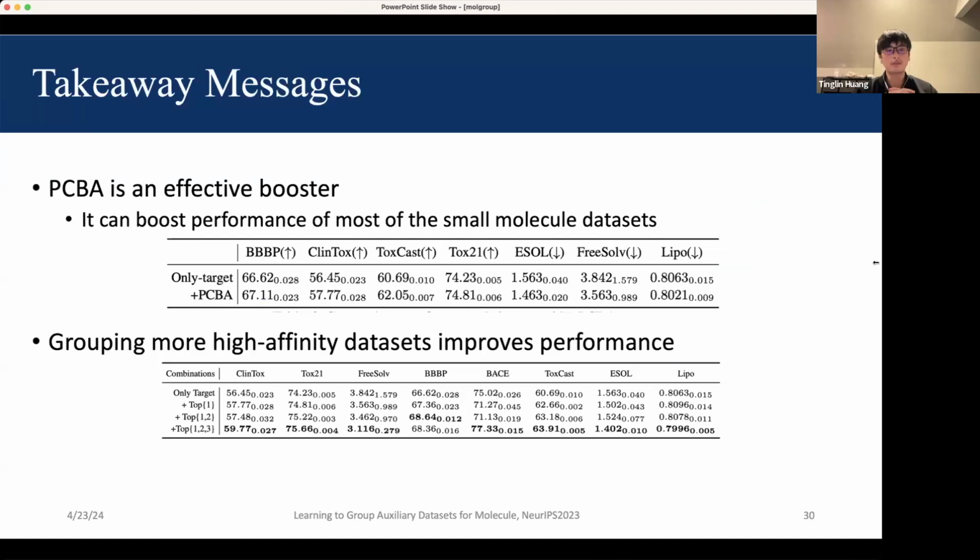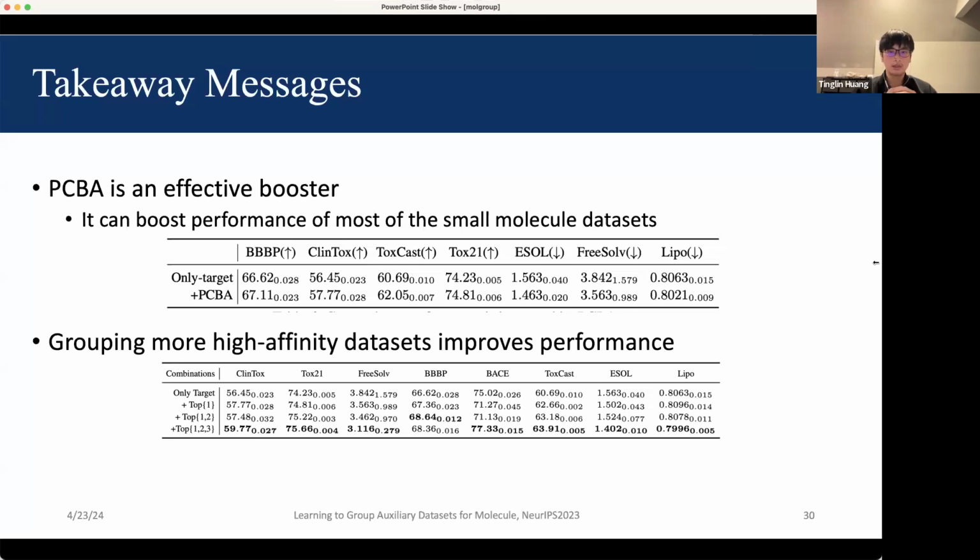We also find that PCBA is a very effective booster. So here we do an evaluation. We evaluate the performance on the target data set. We also pair the target data set with PCBA, and we see the performance. Here we can find that PCBA can always boost the performance of most of the small molecule data sets. Because PCBA has the most molecules with diverse structures and tasks.